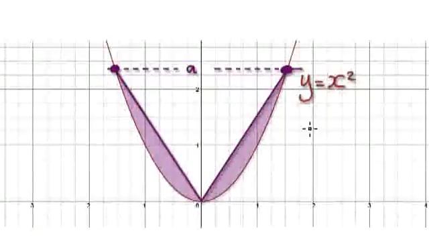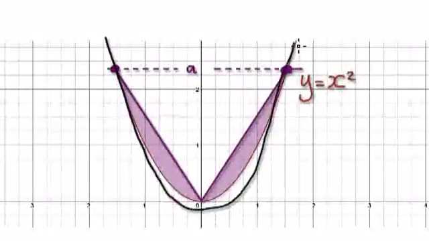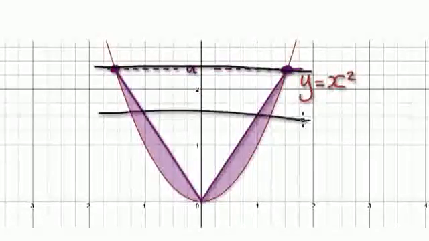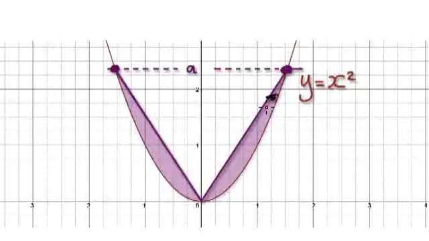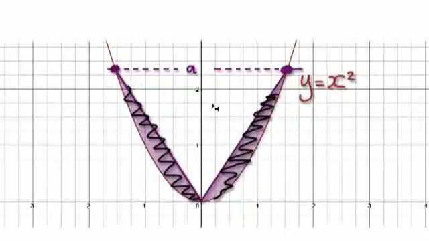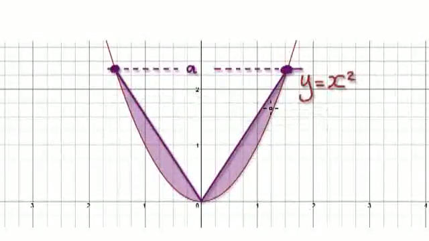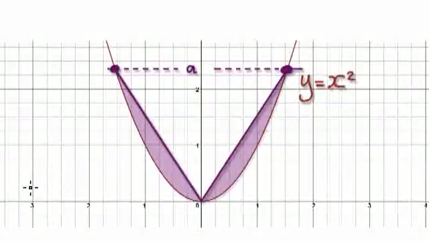Okay, let's give you guys some more practice. So here we've got a graph of y equals x squared. So this line here is y equals x squared. A here could be anywhere. So A could be here, A could be here, A could be anywhere. Come up with an equation for this area here, for this purple area. So remember, A could be anywhere. Anyway, come up with an equation for this area here. So press pause and have a go.